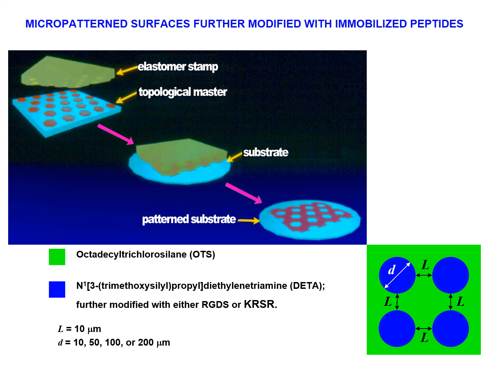In terms of the chemical modification, the interior part of the circles was modified, first with DTA and then with the immobilized peptide, either RGD or KRSR. The outside part of the circles was chemically modified with OTS. Remember from the example regarding neural prosthesis, this is a chemical compound that does not promote adhesion of cells.